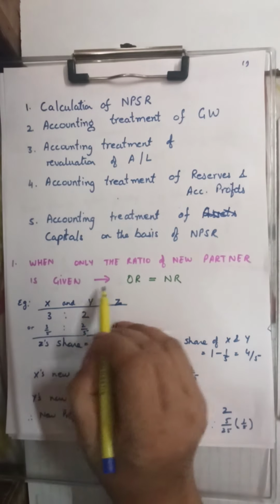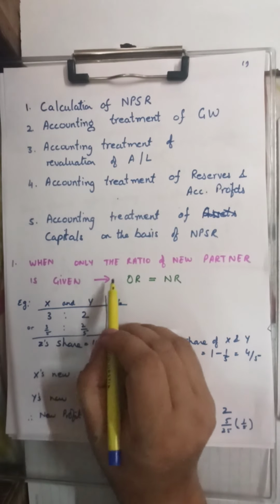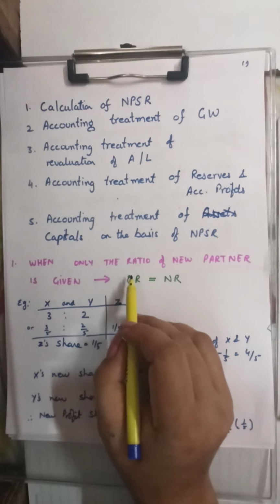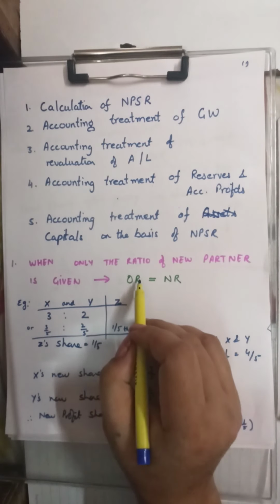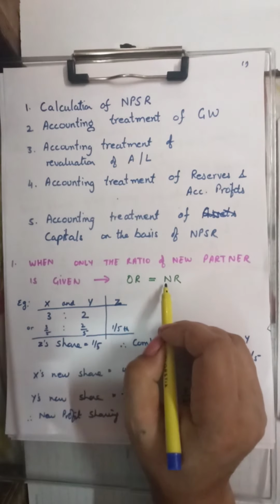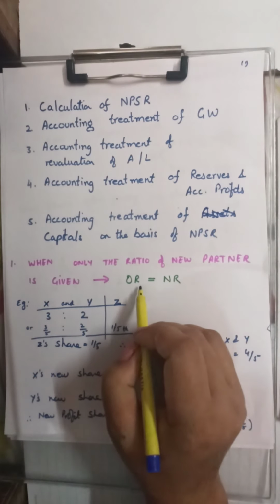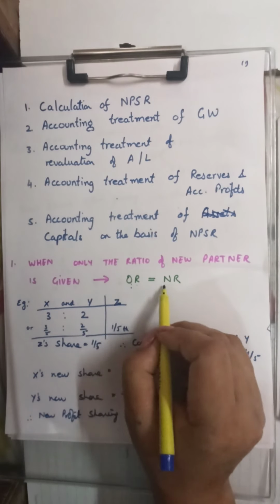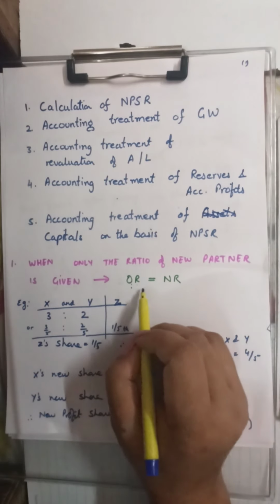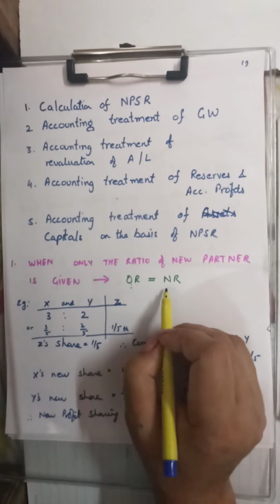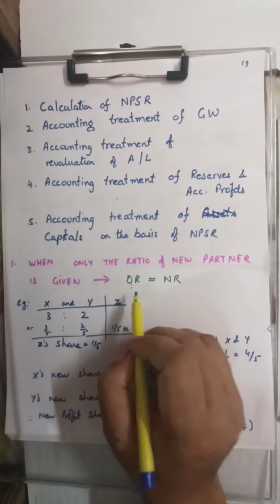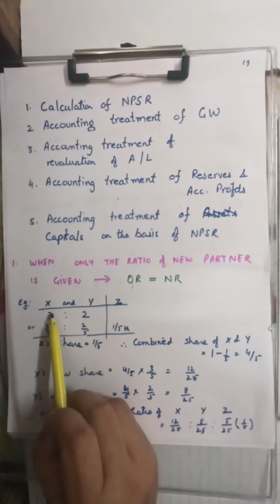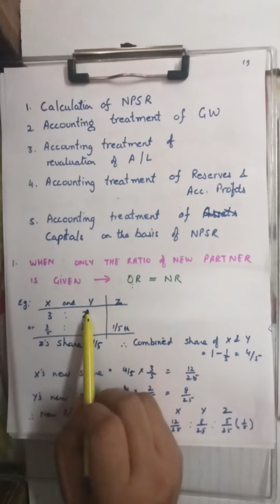Don't worry, no need to be afraid. We have been given the new partner's share, give him his share, and the old partners continue to share their profits in the previous agreed ratio only. So in that event old ratio is equal to new ratio. There is no change in the ratio, only the share of profits will change.